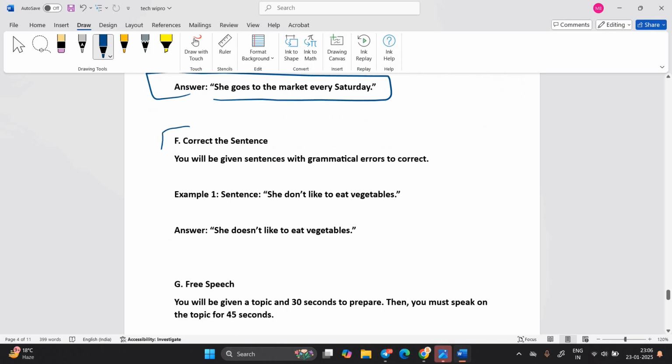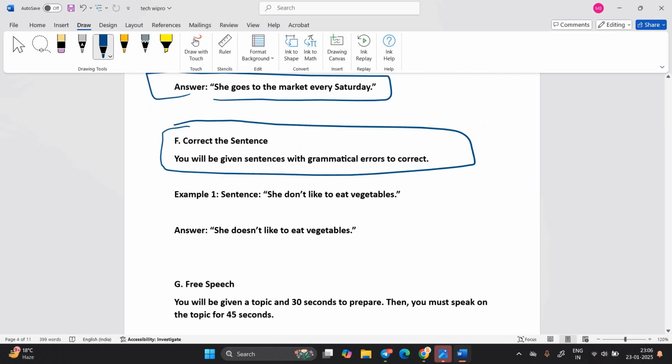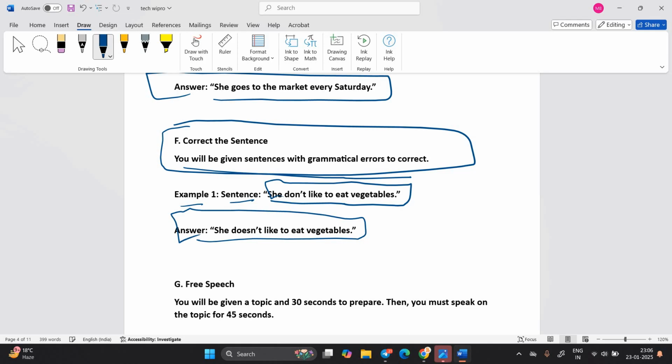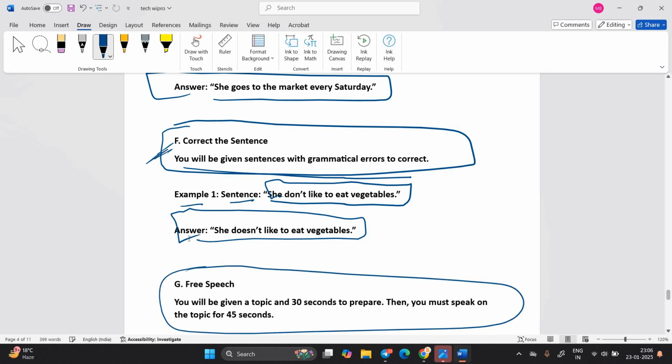Correct the sentence. Next, that is related to, you will be given a sentence with grammatical errors to correct. Example sentence: she do not like to eat vegetable, okay. Answer: she does not like to eat vegetables, okay. You have to correct the sentence. After that, free speech is there, that is the last topic.